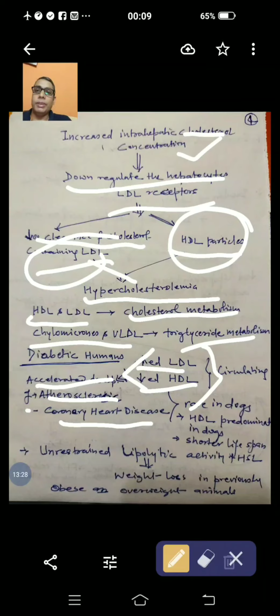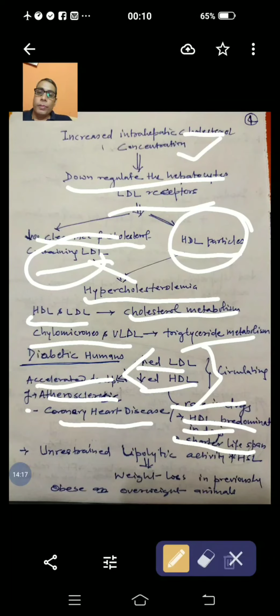in human diabetic patients. But it is very rare in dogs because dogs are different and in them HDL predominates instead of LDL. And another reason for coronary heart disease and atherosclerosis not occurring in diabetic dogs could be that the life span of a dog is very short as compared to human beings. So high HDL and shorter life span of dog might be responsible for non-occurrence of atherosclerotic condition or rare chance of occurrence of atherosclerosis and coronary heart disease in dogs with diabetes mellitus.